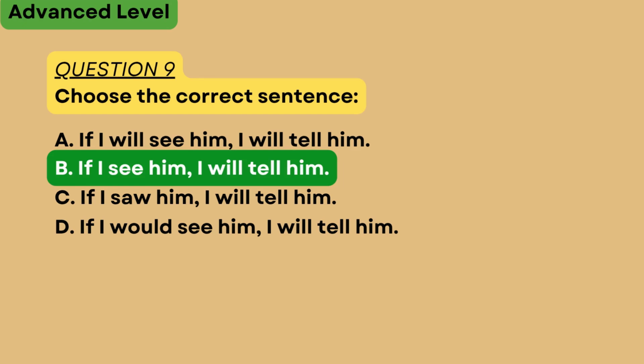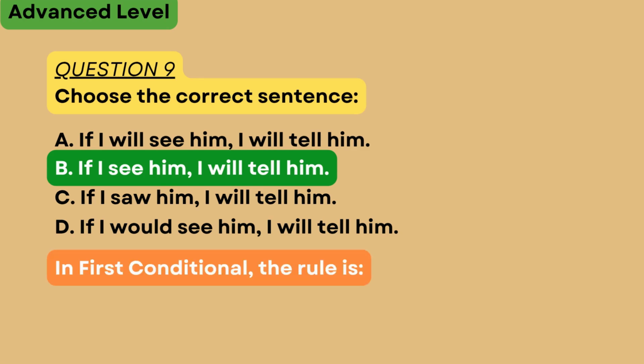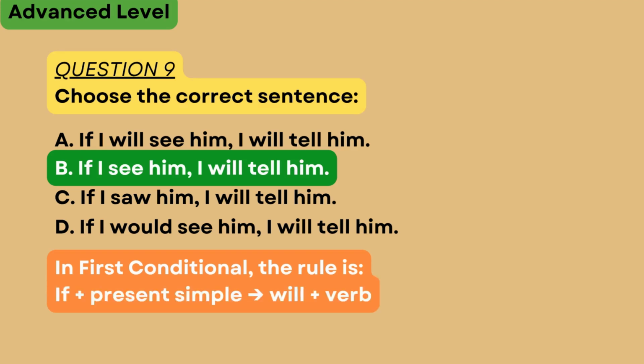Absolutely, it's option B. If I see him, I will tell him. In the first conditional, the rule is if plus present simple, and in the next clause, will plus verb. Never use will after if.